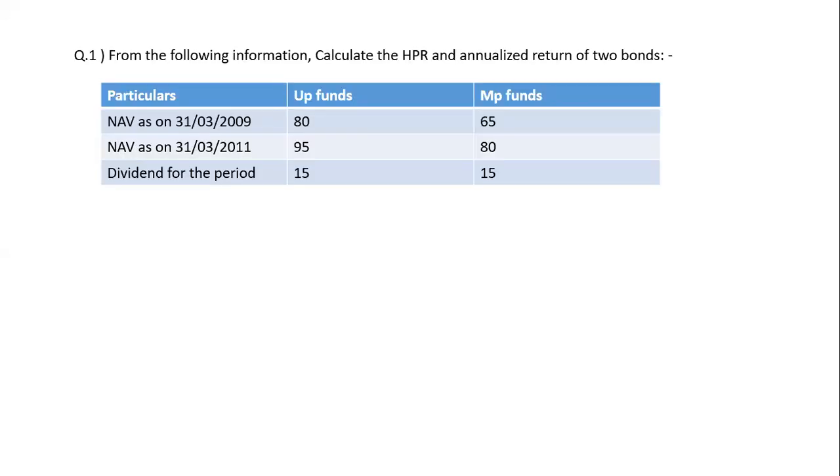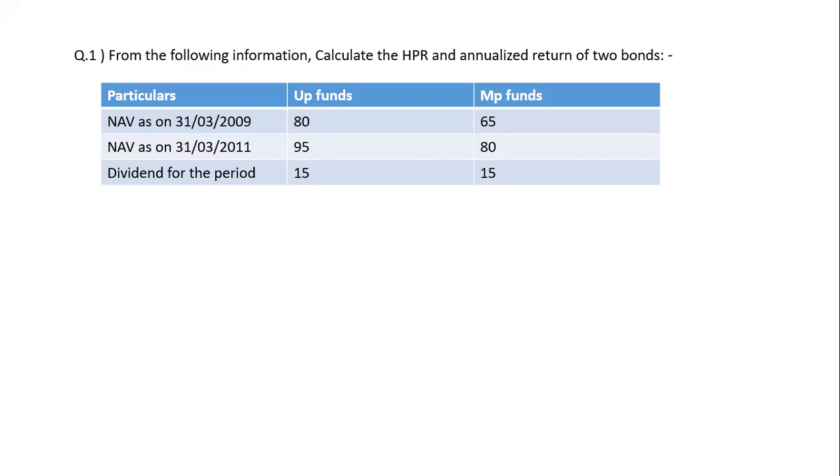Next question is on HPR, that is holding period return. You must have done in portfolio management, holding period return. We are going to calculate the annualized return of two mutual funds. Now this is UP funds and MP funds. These are two mutual funds actually, and mutual fund price is called as NAV. When you purchase the UP fund, you got at 80. This is your purchase price, and in 2011 this is your selling price. When you were holding this UP fund, you got an income of 15 rupees in the bank. It was a dividend income.